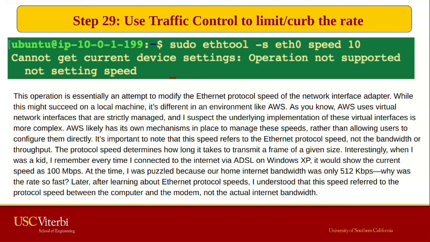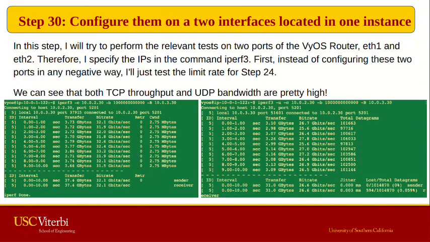Okay, so that is my answer. If we want to change the speed of the Ethernet port, you will see an error here. I have already answered here, you can just read it. I think the reason is that Amazon does not allow us to change it because it's pretty complex. It is almost a dynamic speed.